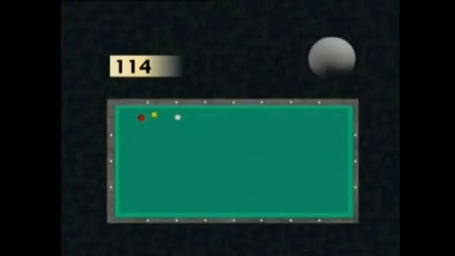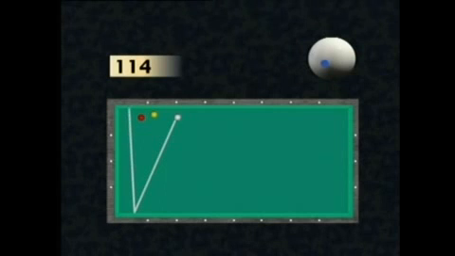A slight bottom English makes it possible here to readjust the cue ball to execute the cushion first shot by a cross table. The speed of the movement is essential.